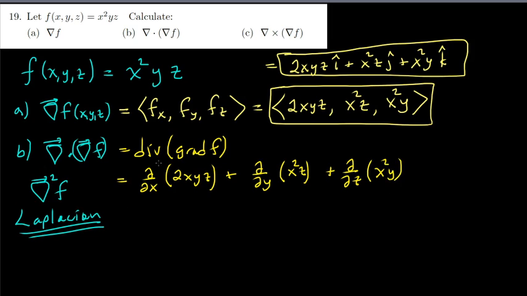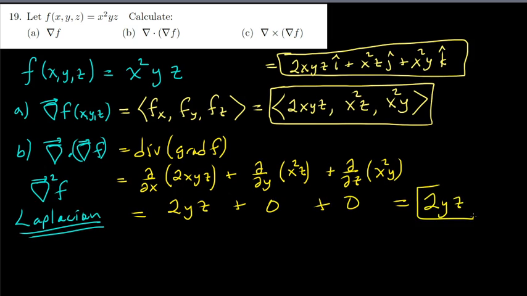Be careful. It's a dot product, so it's a scalar. It's not a vector. There's no i, j, and k here. If you put i, j, and k, it's wrong. It's a scalar. And in fact, it's a very simple one, right? The partial with respect to x of 2xyz is just 2yz. And then these partial derivatives are just 0. So this is just 2yz.